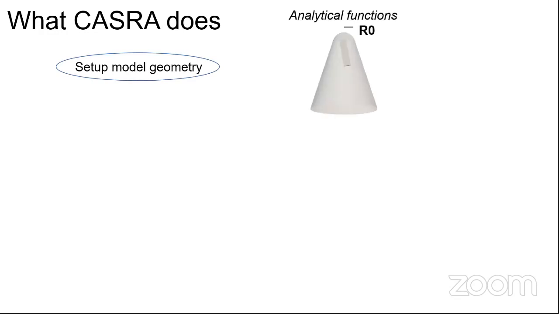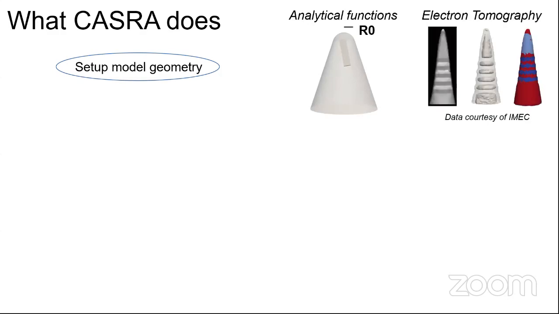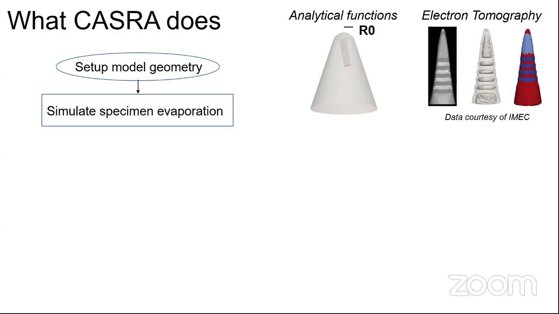So a quick breakdown of what Cassra does. The first step in the procedure would be to set up the model geometry. This can be done either through analytical functions that are provided as part of a module, or you can load in an experimental tip geometry using electron tomography. And then you go ahead and simulate the specimen evaporation using Cassra.